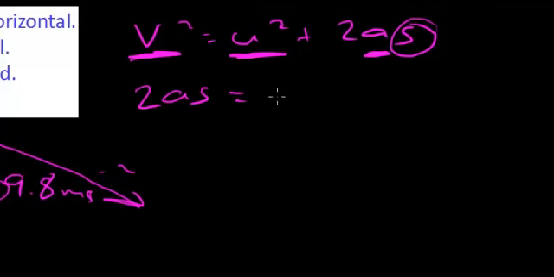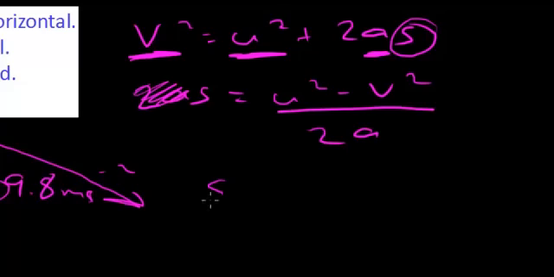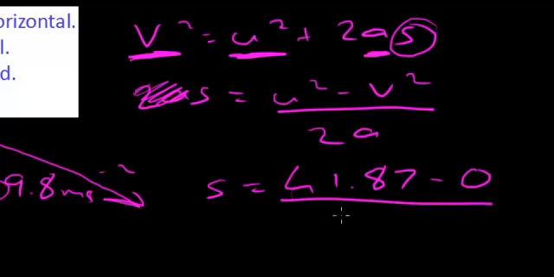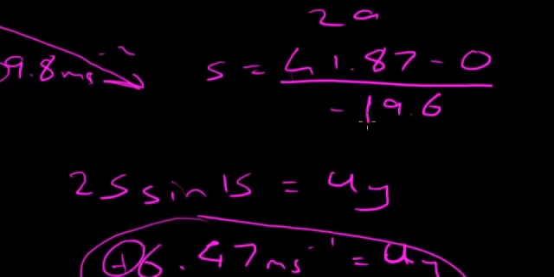2as equals u squared minus v squared, or we can just bring these directly down here, divided by 2a. So s is going to equal u squared, the 6.47 squared, which is 41.87 meters per second, minus 0, because your final velocity was 0, divided by 2a. And 2 times minus 9.8 is minus 19.6.